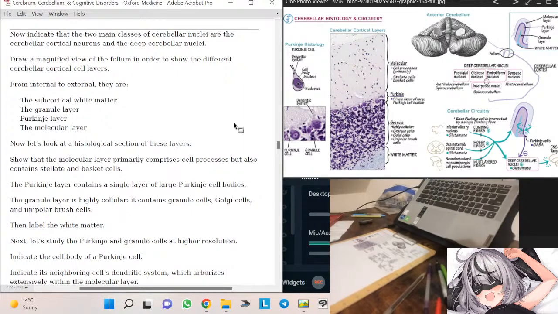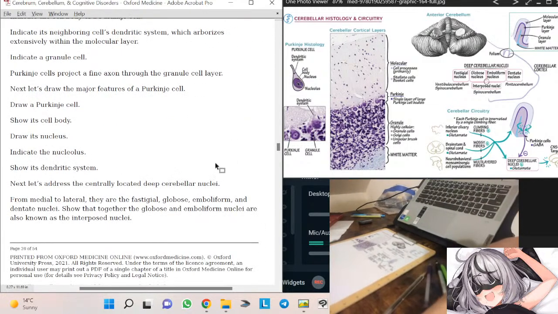Then label the substantia alba. Next, let's study the Purkinje and granule cells at a higher resolution. Indicate the cell body of a Purkinje cell. Indicate its dendritic system, which arborizes extensively within the molecular layer. Indicate a granule cell. Purkinje cells project a fine axon through the granule cell layer.